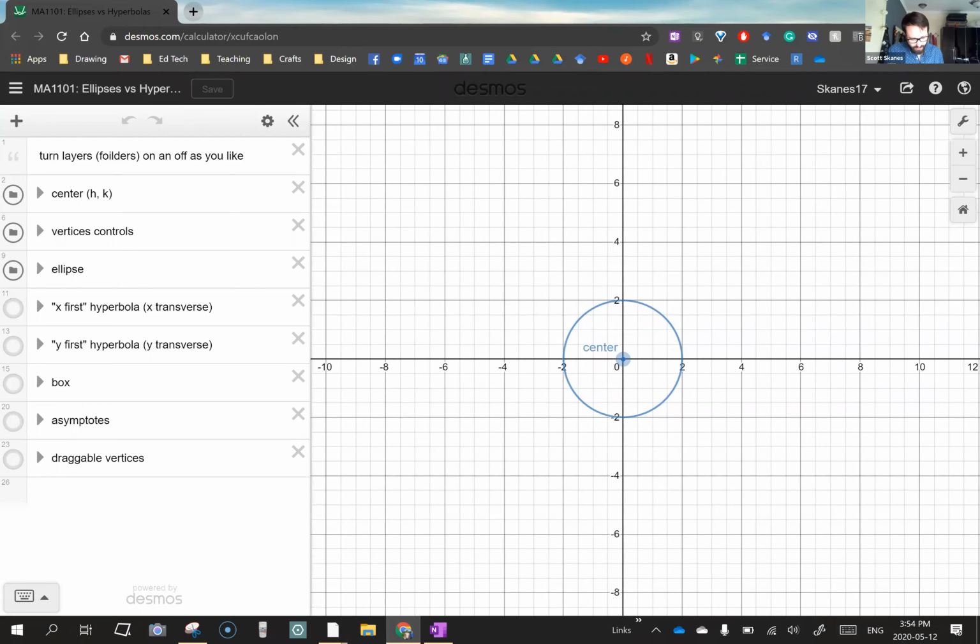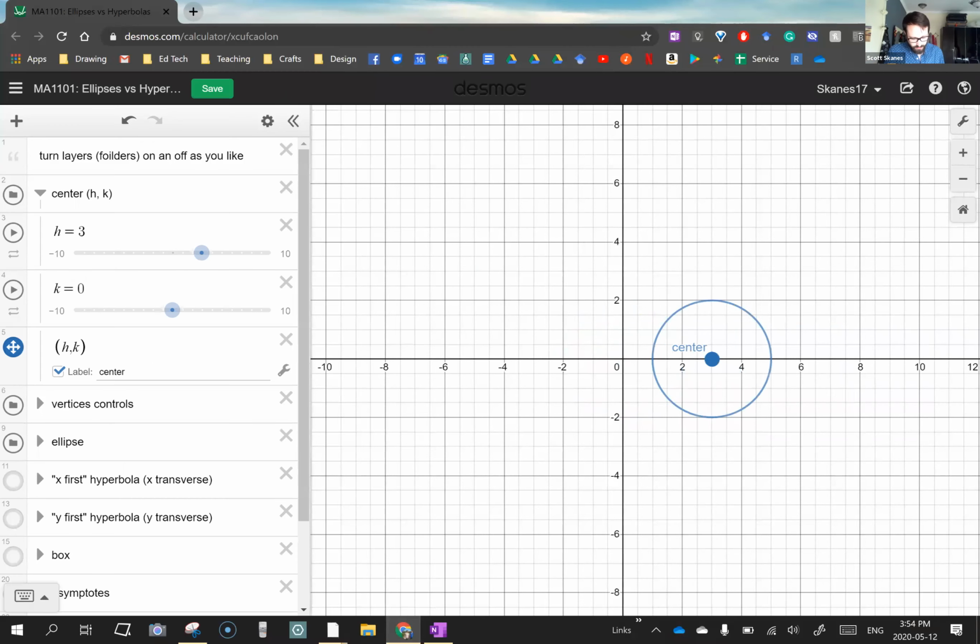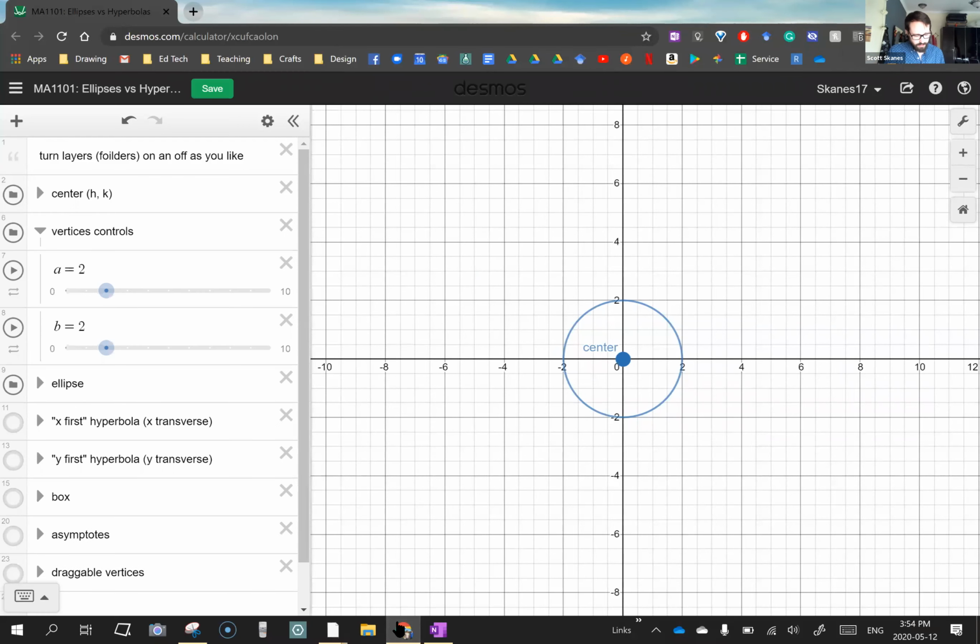Okay, so this is just our basic circle right now. I can move it wherever I want. The center would change. Of course, I can move the center to whatever point I want. Let's just keep it at the middle. I can stretch it. Let's just say I had an ellipse and I wanted to stretch it, and let's just make it this, okay? So this is our ellipse from yesterday.